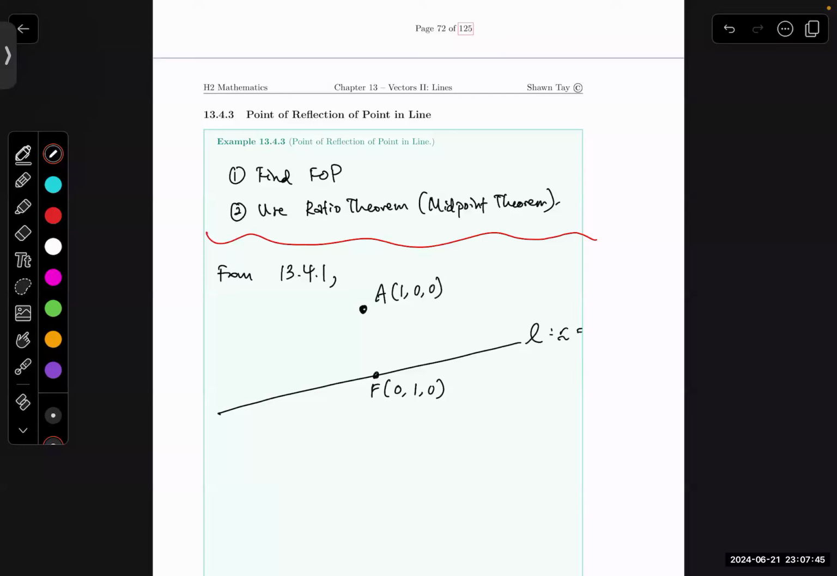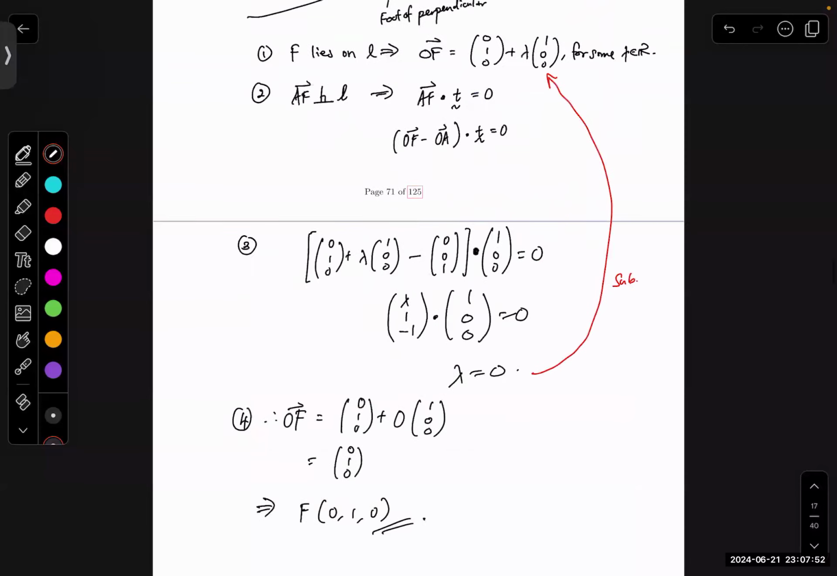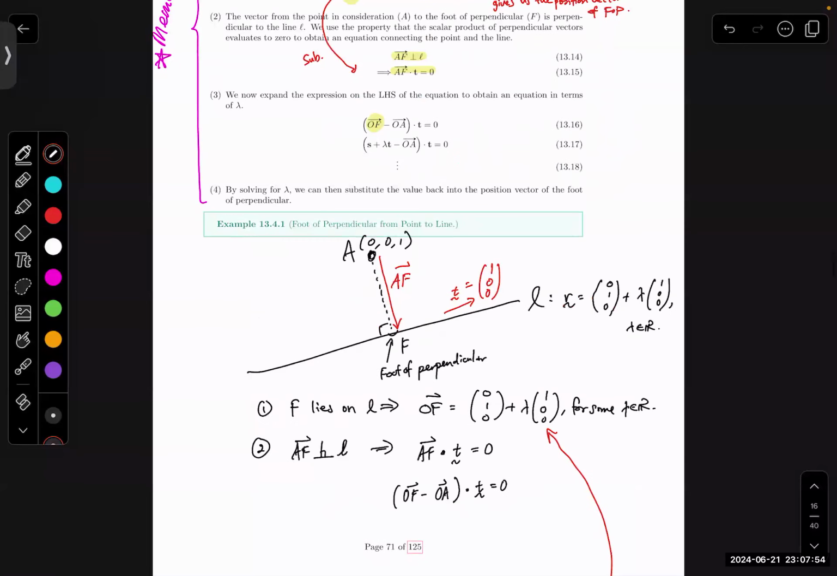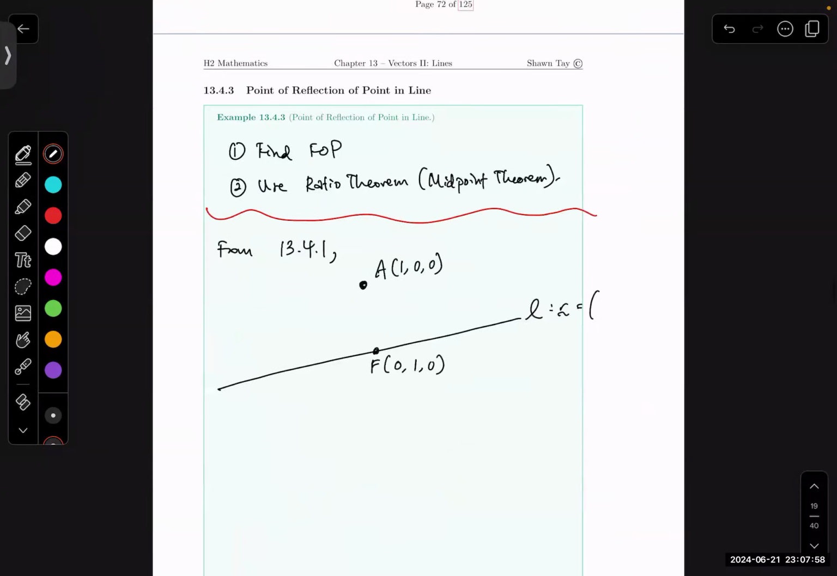This is r equals (0, 0, 1). Yeah, correct. This plus lambda (1, 0, 0), where lambda is in R. So we have this picture here.